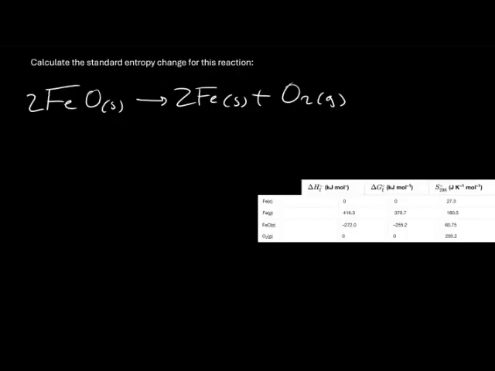In this question, we do have the numbers available, and we can get an exact answer for our change in entropy for this reaction. The reaction we are given is 2FeO solid yields 2Fe solid plus O2 gas. To try to calculate the entropy change, let's organize these items in a table. We'll write the reactants and the products.